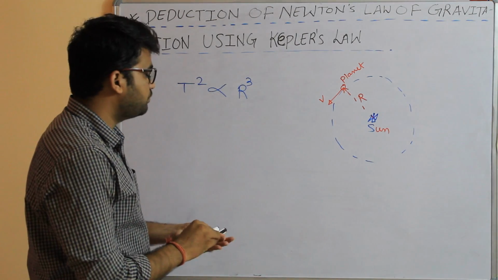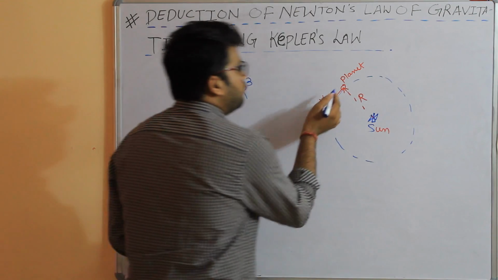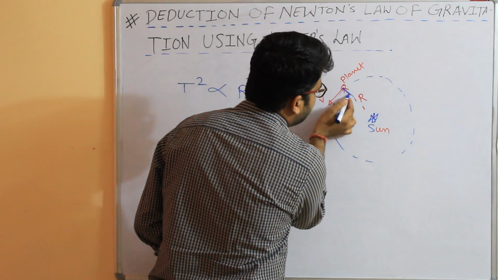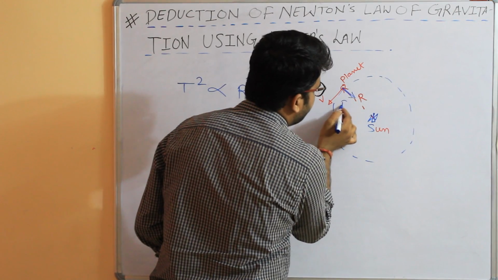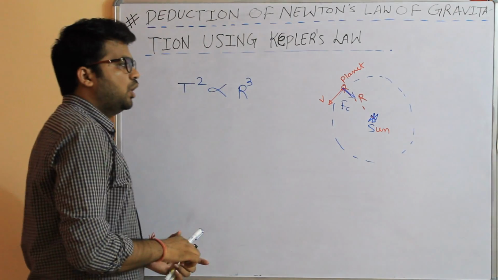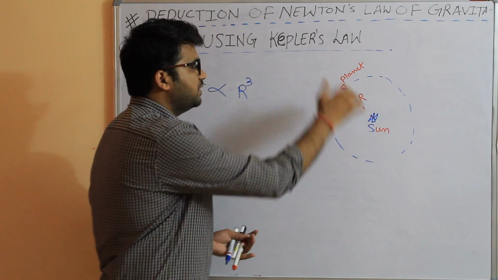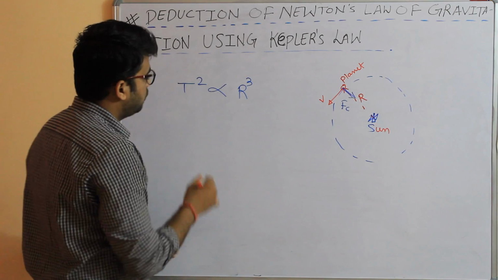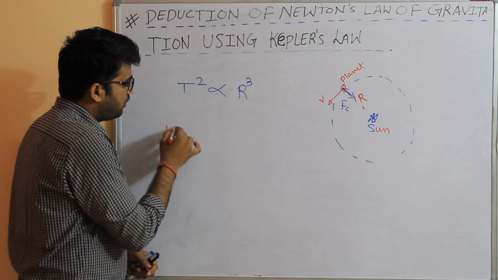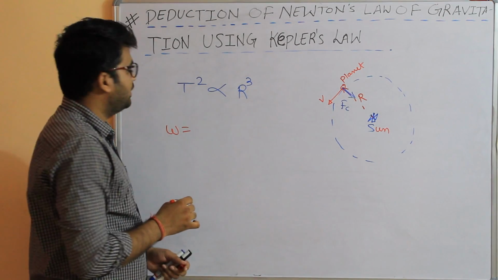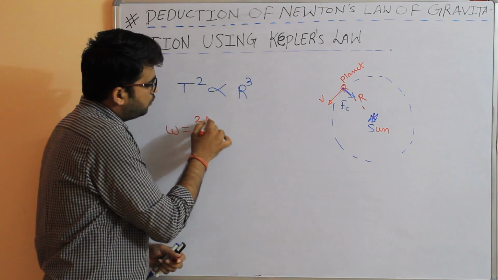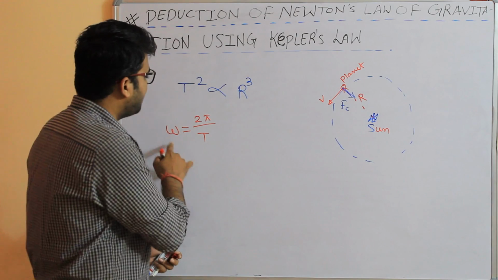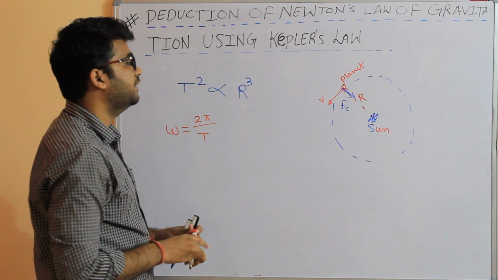So as we know, on this planet, due to the sun, there is a force. That force is called the centripetal force, right? Now we'll first define the angular velocity. What is that angular velocity? As we know, it is the ratio of 2 pi divided by the time period, isn't it? So omega is equal to 2 pi by time period.